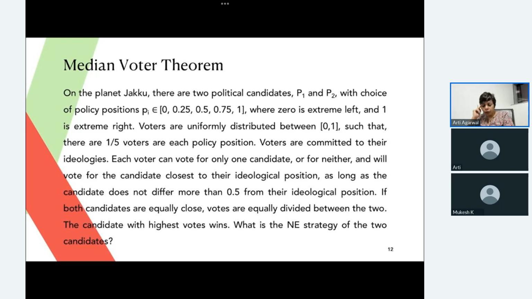If both the candidates are equally close, if both the candidates are, say, at the exact same position anywhere across the spectrum, then the voters divide their votes between the two of them. They're equally divided. And the candidate with the highest vote wins. So we know what they want to do. Now we want to find the Nash equilibrium strategy of the two candidates. Okay, so let's characterize this.